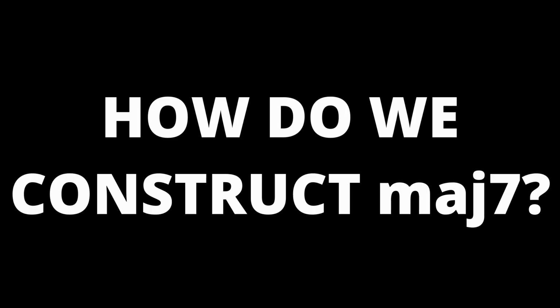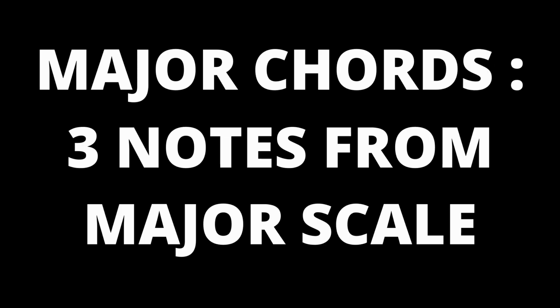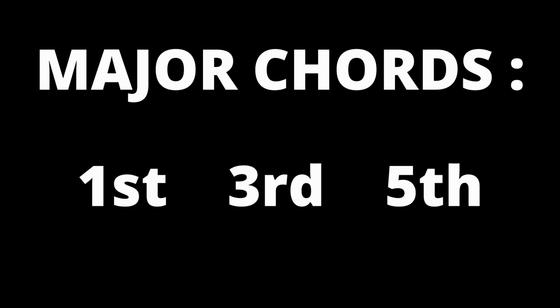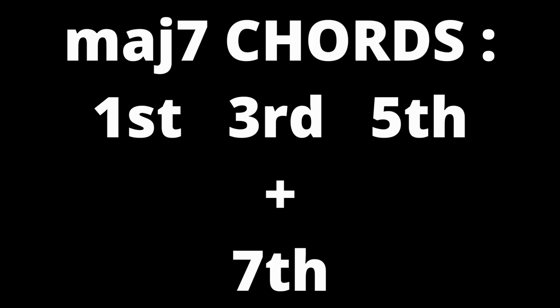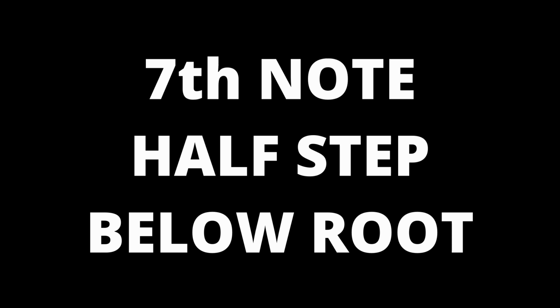How do we construct the major 7th chords? Chords are created by using notes from a scale. The major chords are created with 3 notes from the major scale, 1st, 3rd, and 5th. To create a major 7th chord, we take these 3 major chord notes and add a 7th note from the major scale. This note is half a step or a semitone below the root note.